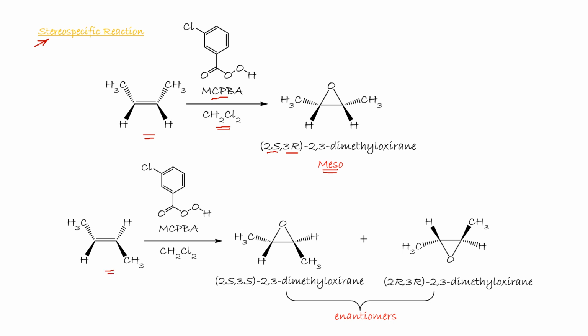Starting with trans, E-butene with meta-chloroperoxybenzoic acid and methylene chloride leads to the formation of 2S,3S-2,3-dimethyloxirane and the enantiomer 2R,3R, a 50-50 racemic mixture. Here we can see that the cis product is a meso because we have a plane of symmetry within the molecule, an internal plane of symmetry.